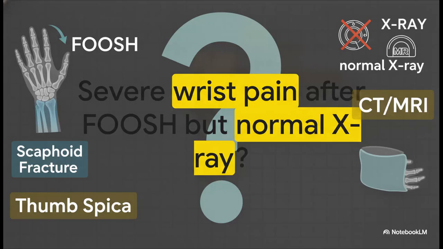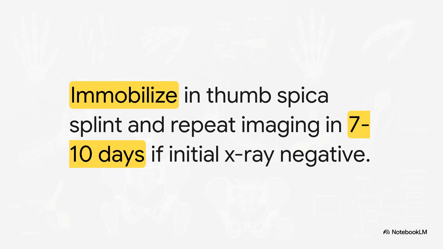So here's a highly testable scenario for you. You have a patient with a FOOSH injury, severe wrist pain right in the anatomic snuff box, but their initial X-ray is completely normal. What's your next step? The key clue here is that high clinical suspicion despite the normal X-ray. You're dealing with a suspected scaphoid fracture. That initial X-ray has notoriously low sensitivity, so no, you cannot just send this patient home with NSAIDs.